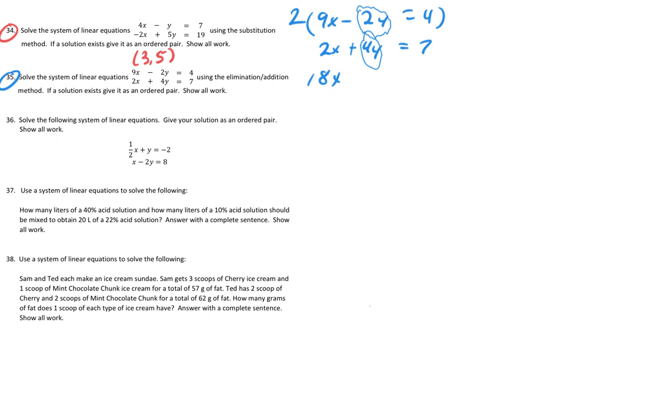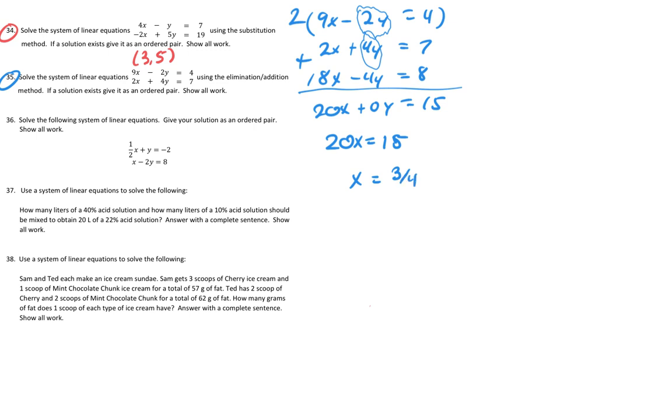So we're going to get 18x minus 4y is equal to 8. Now we can add those two equations together. And we're going to get 20x plus 0y is equal to 15, or 20x is equal to 15. X is equal to 3/4.